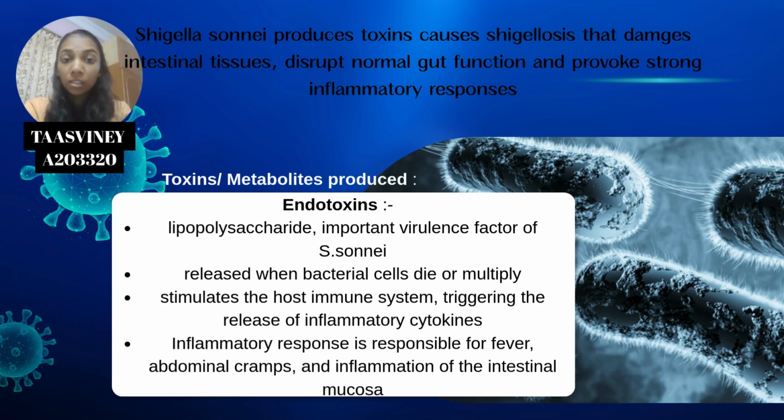Next are endotoxins, which are mainly lipopolysaccharide, a constant and important virulence factor of Shigella sonnei. Lipopolysaccharide is a structural component of the outer membrane of the bacterium and is released when the bacterial cells die or multiply. It strongly stimulates the host immune system, triggering the release of inflammatory cytokines such as the interleukins and tumor necrosis factor. This inflammatory response is responsible for fever, abdominal cramps, and inflammation of the intestinal mucosa, and it plays a major role in the development of diarrhea and systemic symptoms of shigellosis.